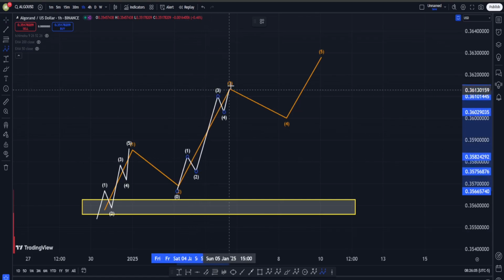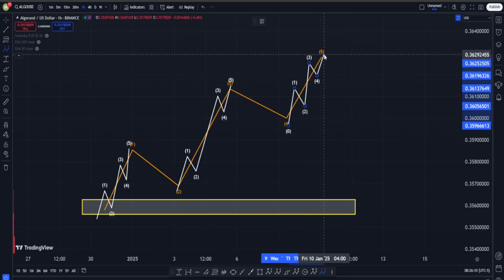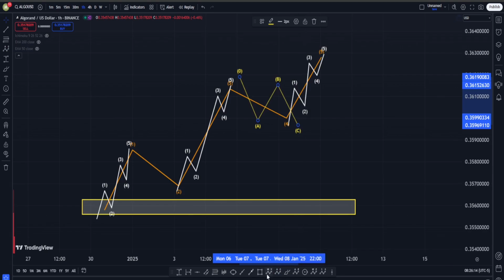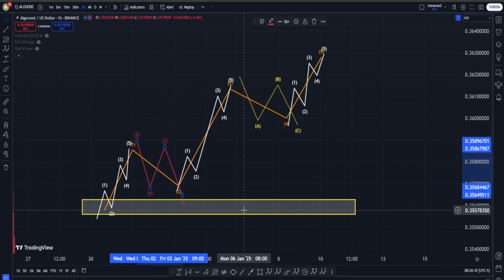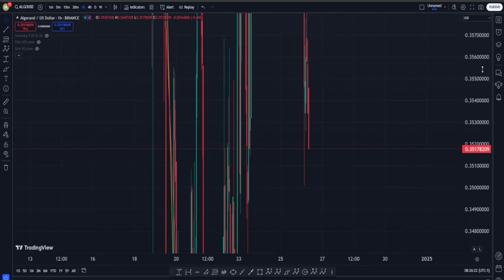There we go. And for wave 2 and 4, we can have so many different possibilities. It doesn't really matter a whole lot. Let's say, yep, ABC into wave 4 and a WXY into wave 2. Understood? Okay, let's go on the live chart and count some waves and see what is happening.